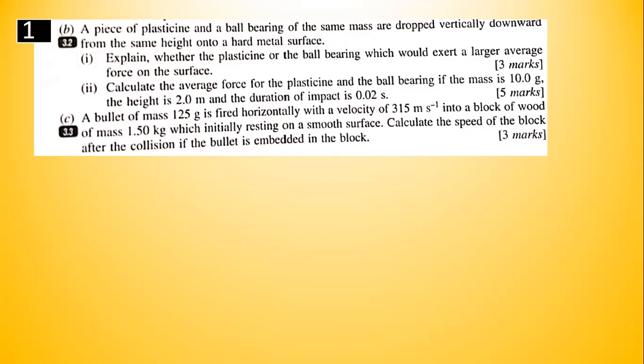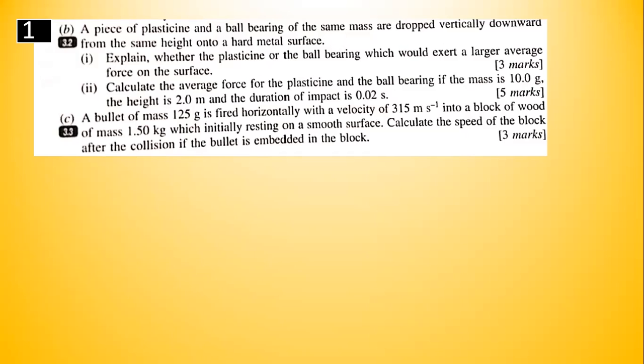Okay. 10 gram change to kg, so 0.01. And then A, what's that? V minus U over T. So U is 0, V we don't know, so V over 0.02. Huh? How to calculate your U and V? We don't know the V and U actually.